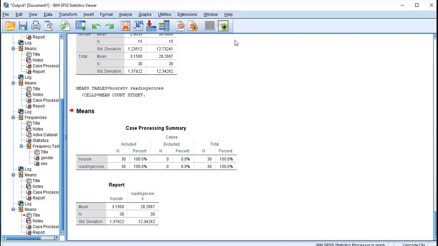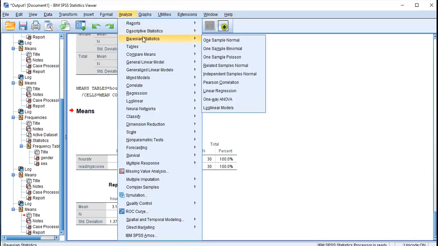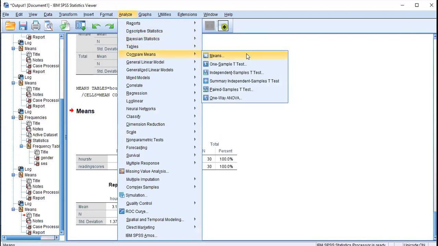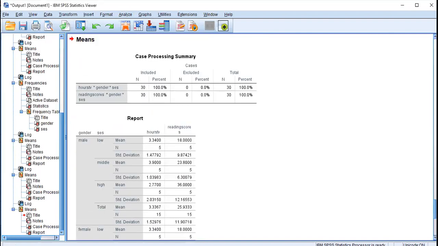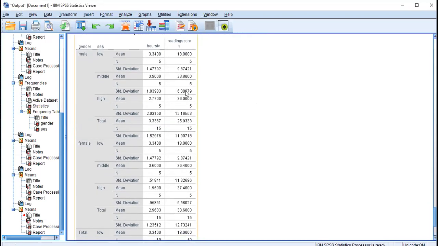We are moving to the last one. So what I'll do is go for Analyze, and then Compare Means. I have gender as the layer, and next is SES, and OK. This is the answer we're getting, where I've done it for male and then for the 3 socioeconomic groups, then again for female and for the 3 socioeconomic statuses.